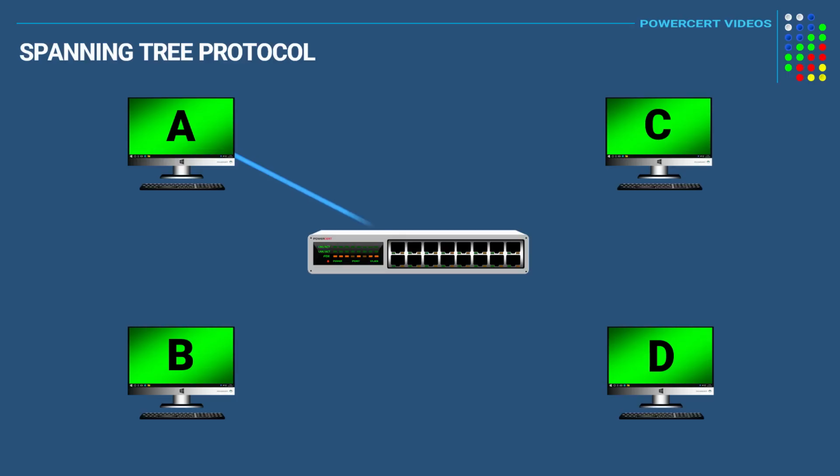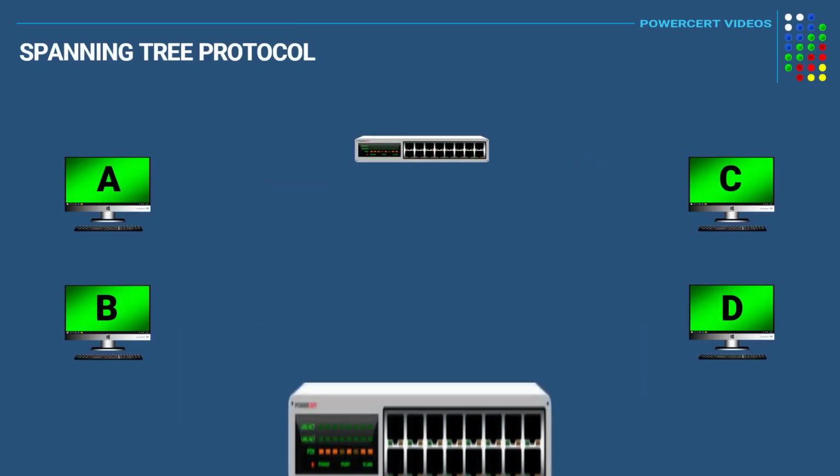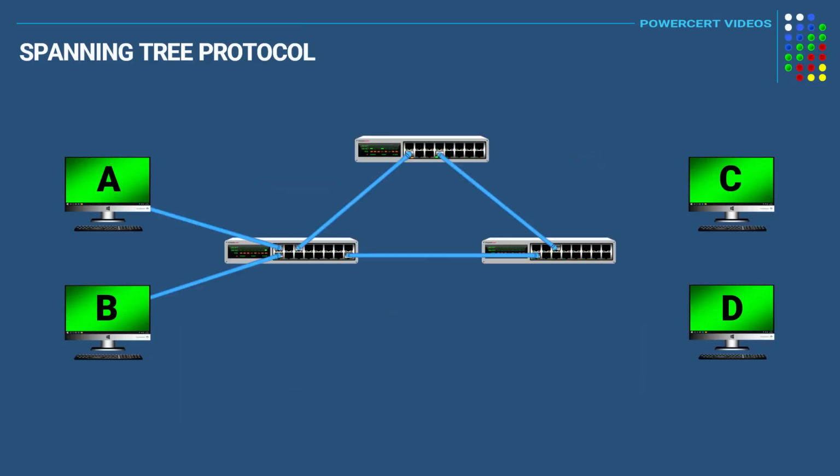Now, in a typical network, you would have a switch with computers connected to that switch, forming a local area network. However, in some cases, network administrators may want to add redundancy to their network in case of a switch or a cable failure. So instead of having one switch, they may use multiple switches. So for example, this network is using 3 switches.